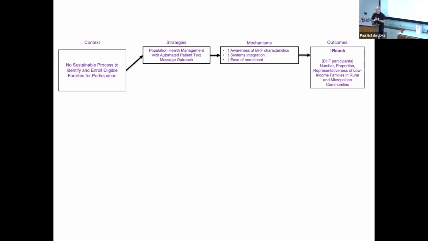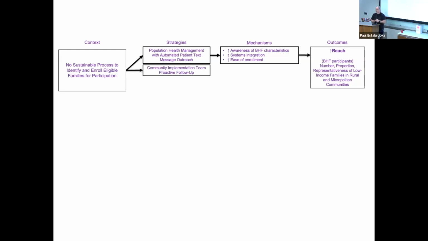The second thing is that it improves integration between the health system in the local community and the community program team, which would increase reach as well, we think. And then it increases the ease of enrollment. Within IPARIHS, we would talk about that as complexity. We reduce the complexity of the process of enrollment. And so that's our mechanisms. Pretty straightforward, right?